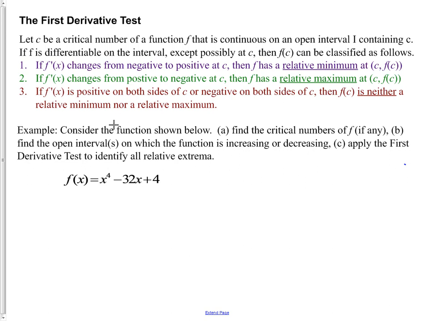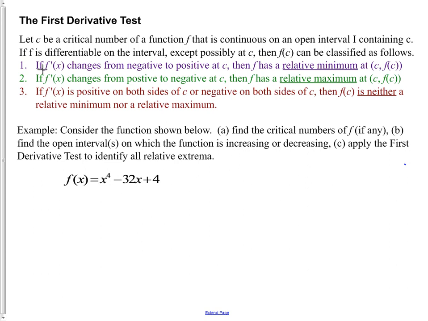And this time we expand our ability to use the test for functions that have not only horizontal tangent lines, but also points where the derivative is undefined. Say we have a critical number c of a function, where the function is continuous on an open interval I that contains c, and f of x is differentiable on that interval, except possibly at that point. Then we can classify f of c as either a relative maximum, relative minimum, or neither.